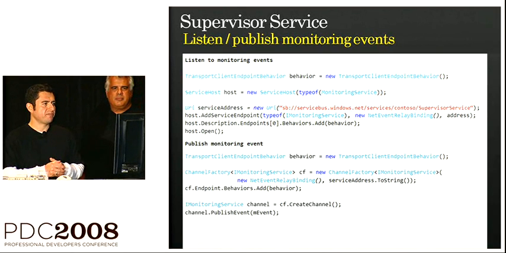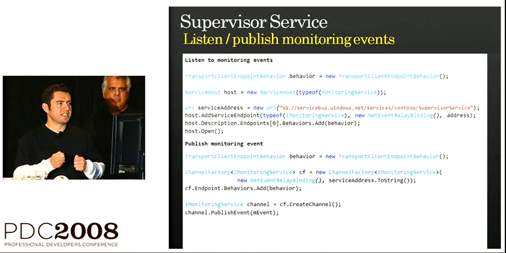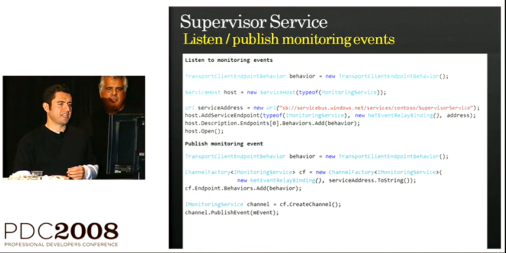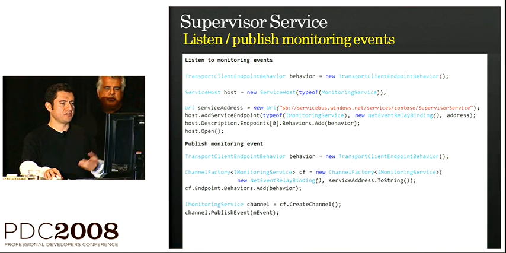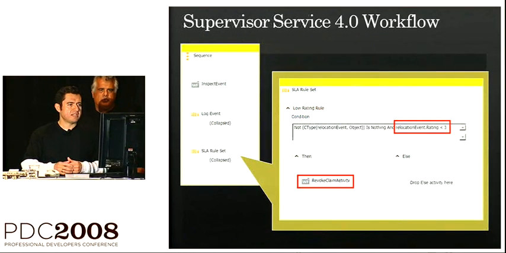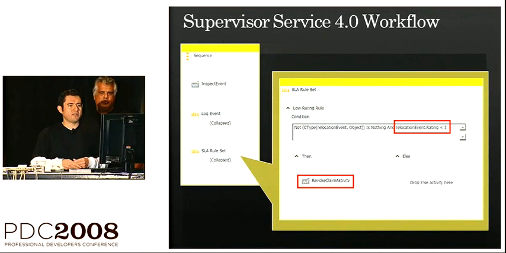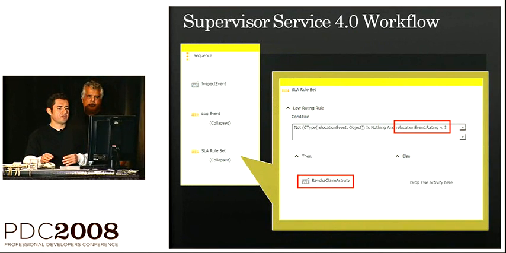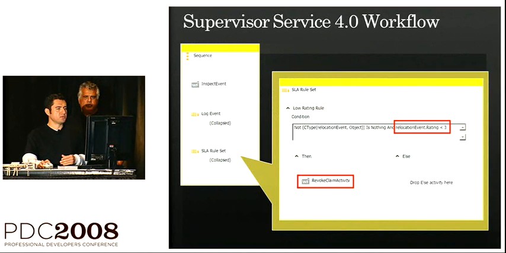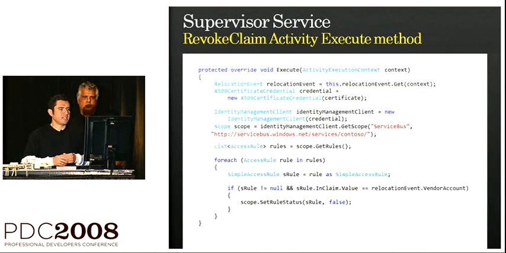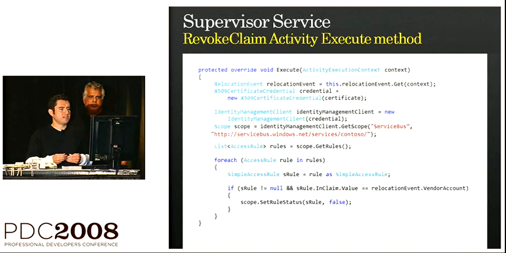Well, for the supervisor service, the act of sending and receiving is very much the same as what we saw earlier. So there's no change here. And then we created a workflow where we had our rule defined, and there we wrote an activity where we actually talk to the access control service. And when we look at the execute method, we see that once again it's fairly similar.